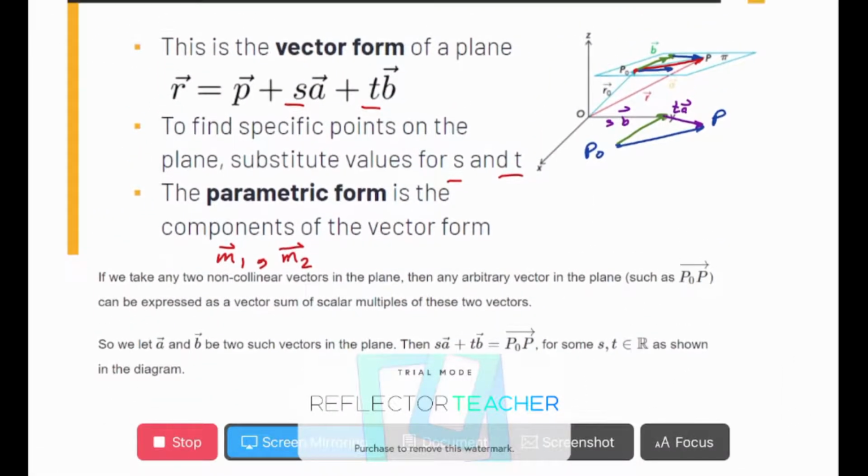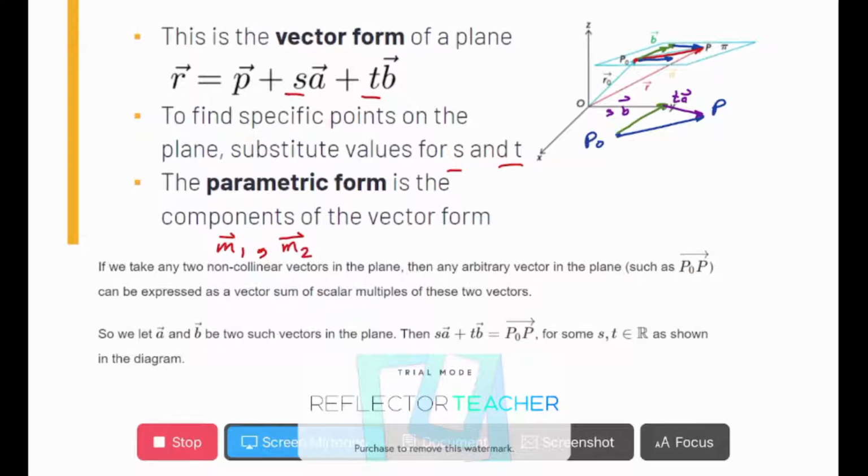So we let A and B be two such vectors in the plane, so any two non-collinear vectors, such that SA plus TB gives us the vector P naught to P, for some S and T that are an element of the real numbers, as shown in the diagram.